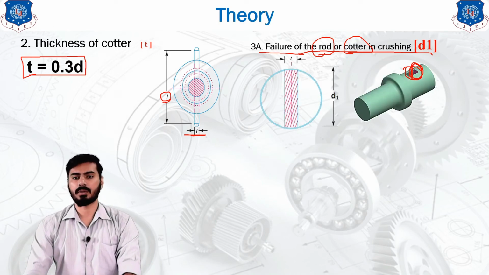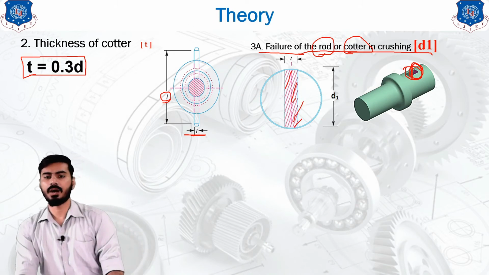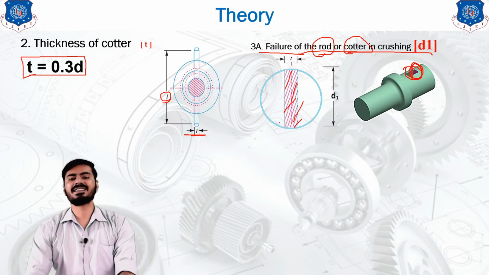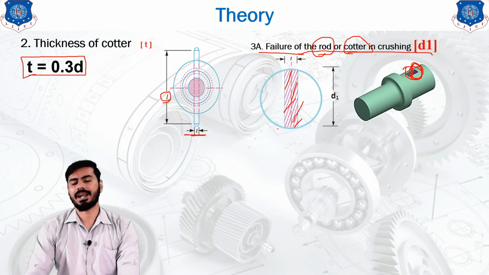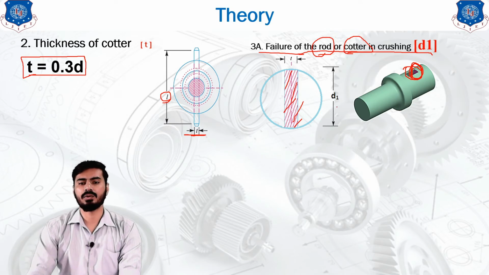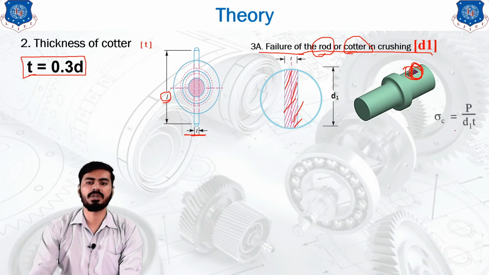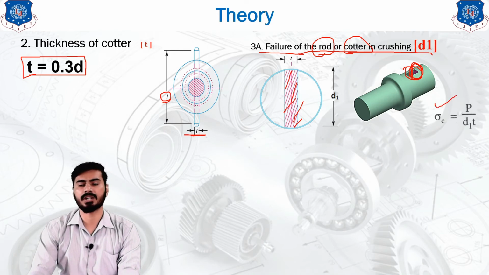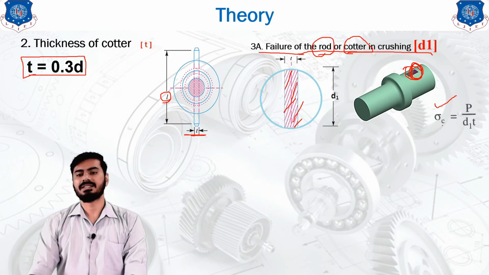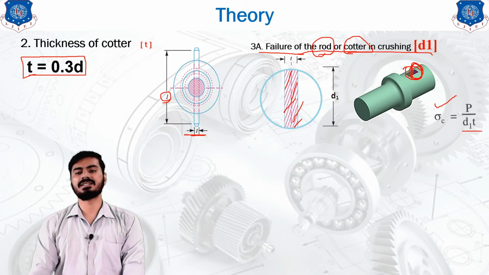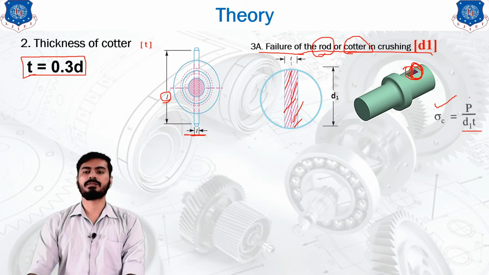That pink region from the side view will look like this. This is our region area, or the crushing area, which is required to be considered. As this is the area of a rectangle, we can directly calculate it as d1 into t. So if you put this into our basic equation of the crushing stress, that is sigma c equals force upon projected area, then the projected area is d1 into t and our force is P.